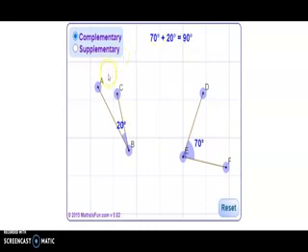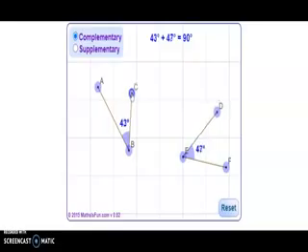Now I am going to change this angle ABC like this. So now angle ABC becomes 50 degrees. If I want to get 90 degrees, then angle DEF should be 40 degrees, isn't it? You know that 50 degrees plus 40 degrees is 90 degrees. So these two angles are complementary to each other. Angle ABC is 50 degrees and angle DEF is 40 degrees.